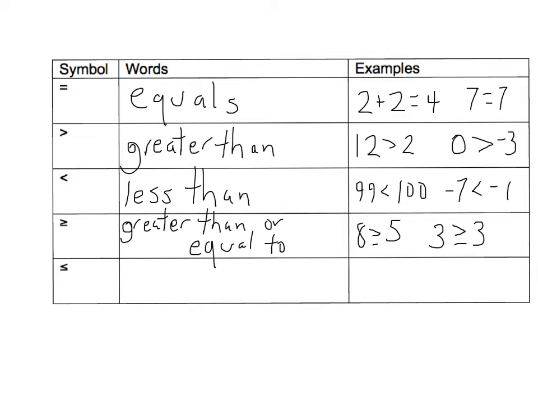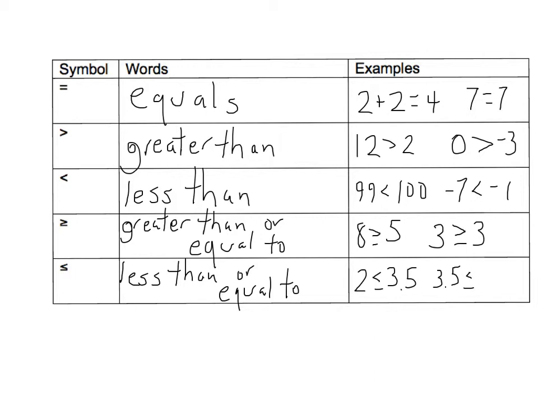Same idea with our next symbol. That means less than or equal to. So I can say something like 2 is less than or equal to 3.5, because 2 is less than 3.5. But I can also say 3.5 is less than or equal to 3.5, because they're equal.